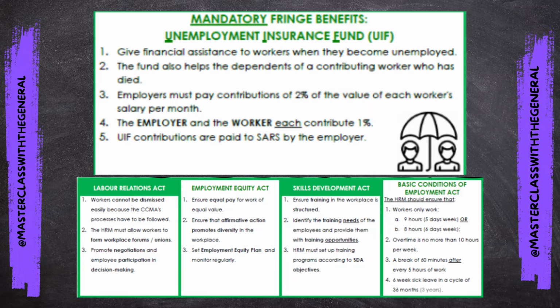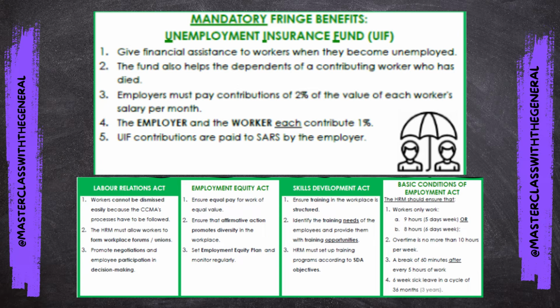The second act we are going to look at is the Employment Equity Act. Number one, ensure equal pay for work of equal value. That's what the employment equity prescribes. So this is what the business must do to comply. Number two, ensure that affirmative action promotes diversity in the workplace. Remember, guys, I told you in a previous video on legislation that whenever you see affirmative action, it means we are talking about EEA. And here we are saying they must promote affirmative action to encourage diversity. It's straightforward. This is what they must do to comply with the act.